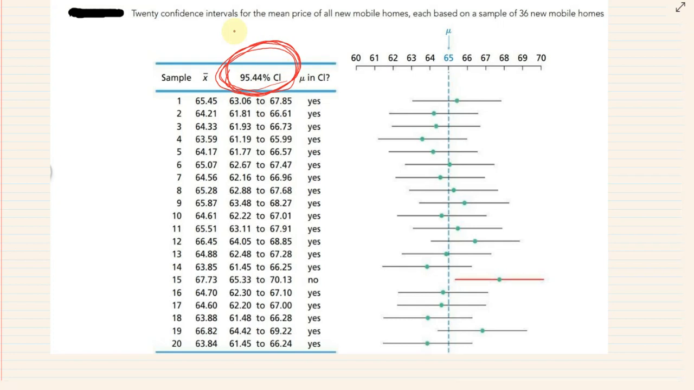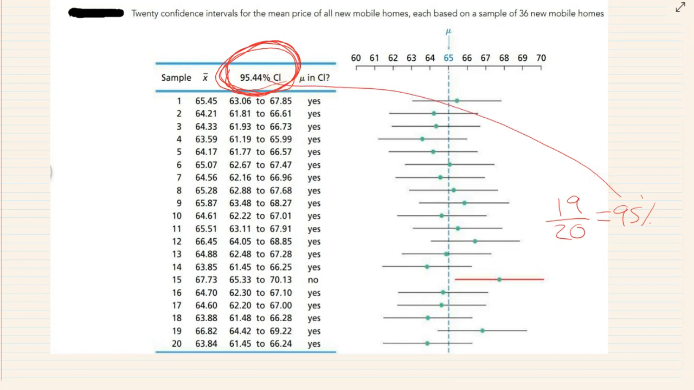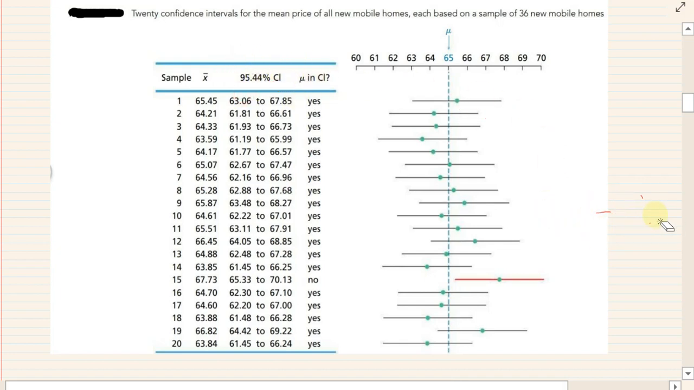In this case, 19 out of 20 contained it. Now 19 out of 20, that's going to be what, 95%? Right, 19 out of 20, I'm using my calculator, yeah. So 95% contain the true mean. So it's pretty close to 95.44. Okay, so that's the idea of the confidence interval. Again, we just want to clarify this.